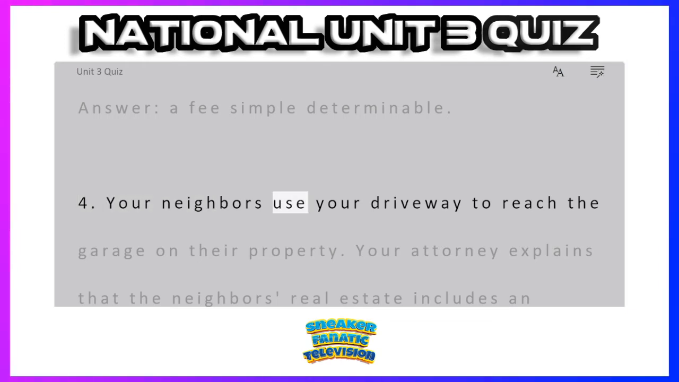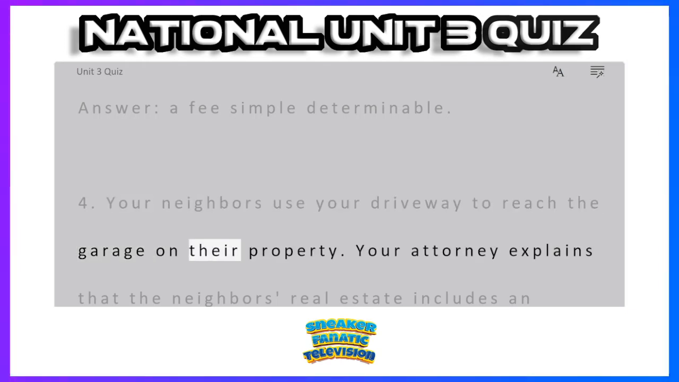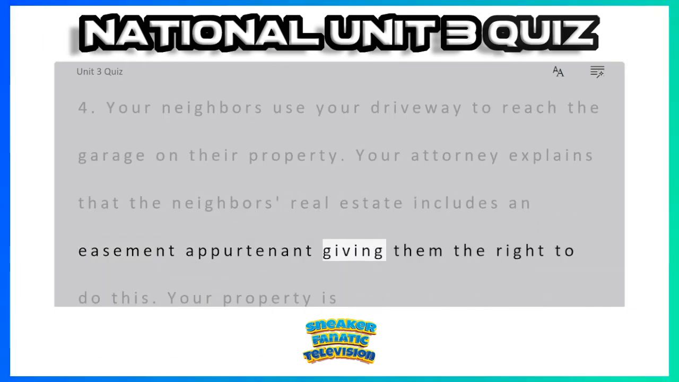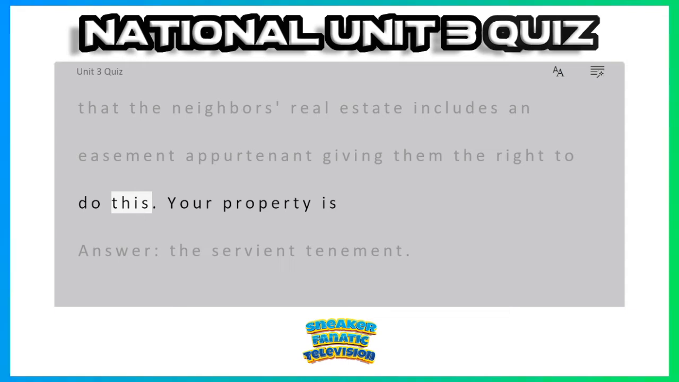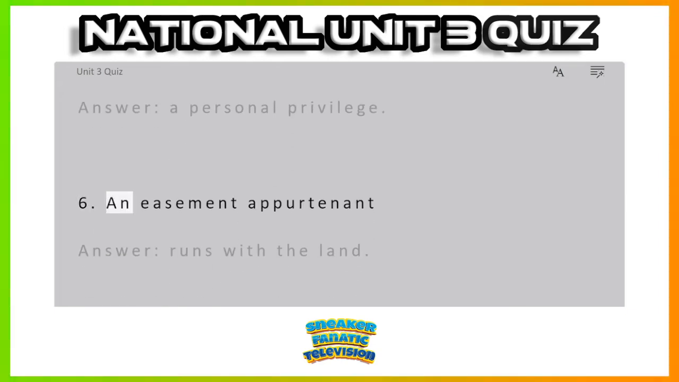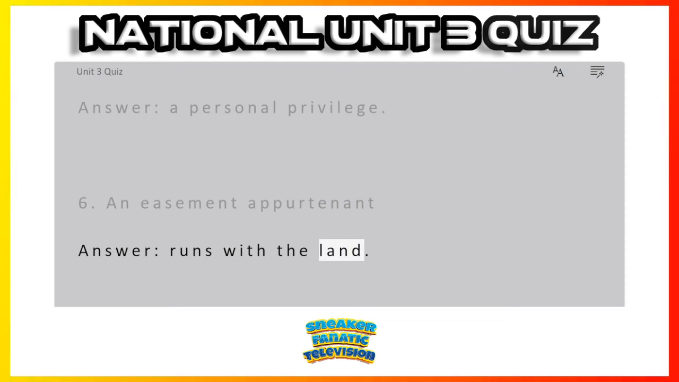4. Your neighbors use your driveway to reach the garage on their property. Your attorney explains that the neighbor's real estate includes an easement appurtenant giving them the right to do this. Your property is. Answer: The servient tenement. 5. A license is an example of. Answer: A personal privilege. 6. An easement appurtenant. Answer: Runs with the land.